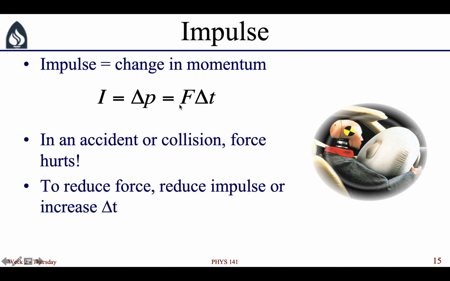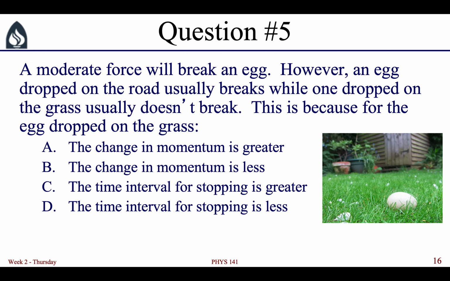You want to make F small, so the way to do that is to make the time in which the collision occurs bigger. And so you want to increase delta t. The way that you can increase the amount of time for a collision is to collide with something that squishes. So this is why we have airbags in cars. The airbags increase the amount of time in which your momentum is brought to zero, and that reduces the forces acting on your body.